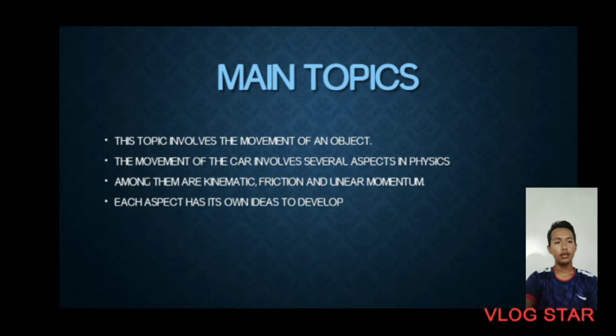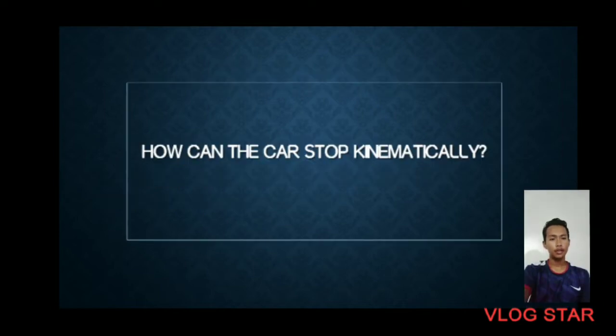The kinematic aspect involves the acceleration of the car from high acceleration to low acceleration until the car is stationary. The aspect of friction involves two opposite forces, namely friction force and forward thrust. Finally, linear momentum involves mass and velocity, where a car with large momentum takes longer to stop due to large inertia. The topic I will present this time is kinematics.